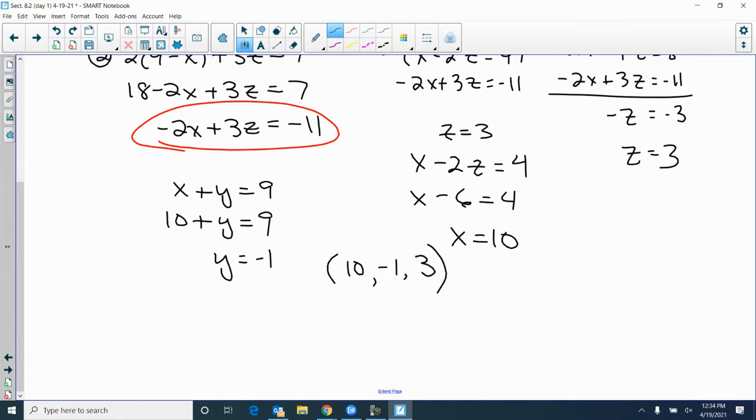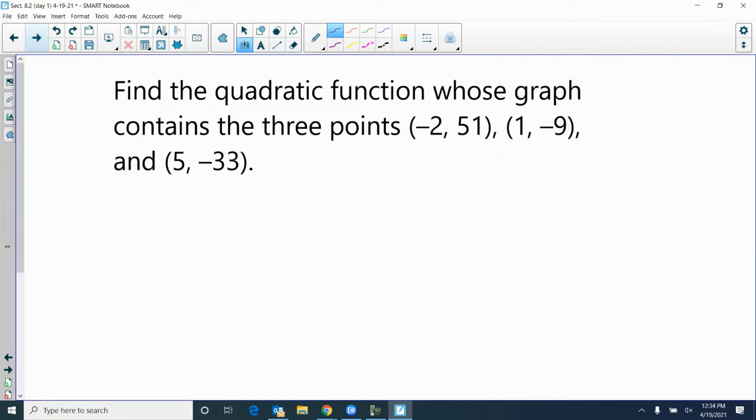All right, we're not going to get through the last one, but I want to get it set up. Find the quadratic function whose graph contains the 3 points. At this point, you're like, what does this have to do with what we've been doing? We're going to create a 3x3 system that'll solve this. Now, in general, a quadratic function is y equals ax squared plus bx plus c, right? We don't know the a, we don't know the b, we don't know the c. That's what we want to find.